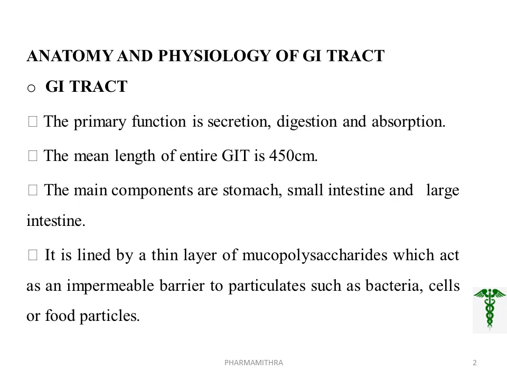And this GIT is lined by a thin layer of mucopolysaccharide, which acts as an impermeable barrier to particulates such as bacteria, cells or food particles. This thin layer of mucopolysaccharide is called mucus or mucin, which acts as an impermeable barrier to bacteria, cells as well as food particles.